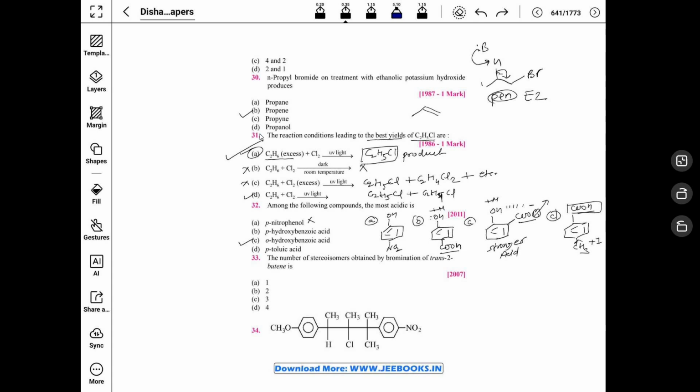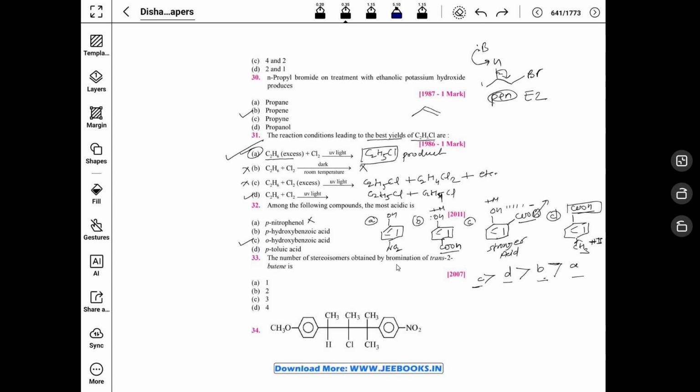But suppose we have to arrange them in decreasing order of their acidity, then C will be the strongest acid. After that, D, toluic acid, because in toluic acid only the inductive effect is there, which is increasing the electron density and which is poor as compared to the mesomeric effect. And then para-hydroxybenzoic acid, and the least acidic is para-nitrophenol. So ortho-hydroxybenzoic acid is the strongest acid, then para-toluic acid, and after that para-hydroxybenzoic acid, and then para-nitrophenol.